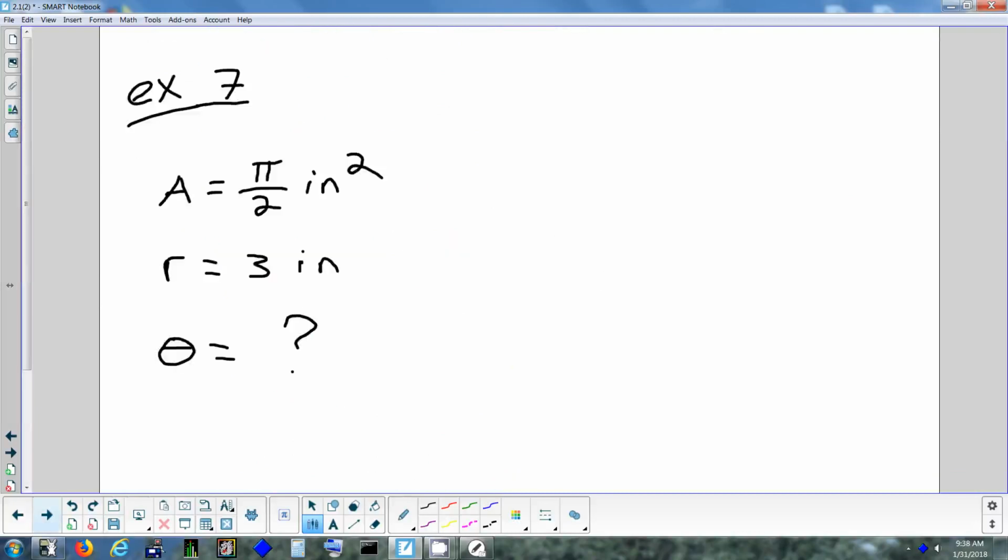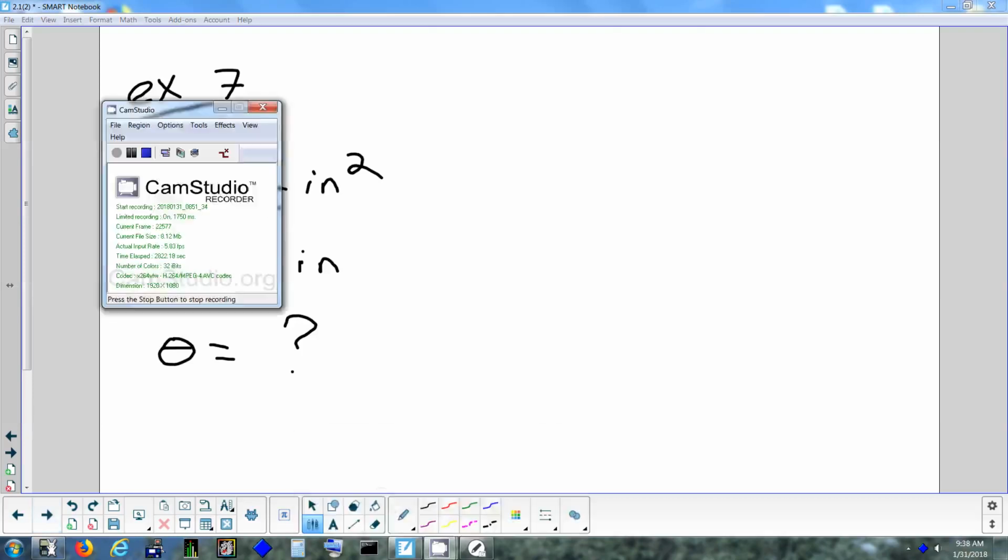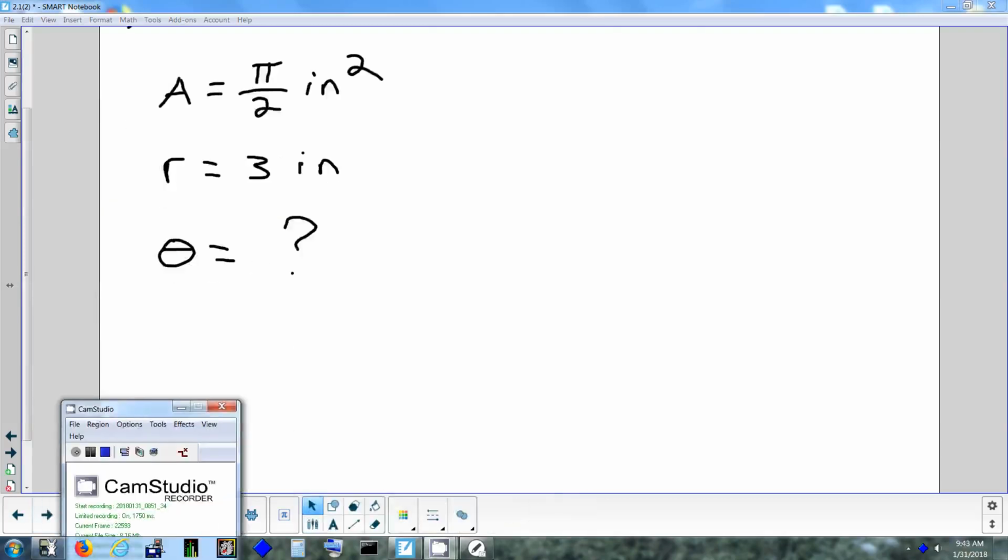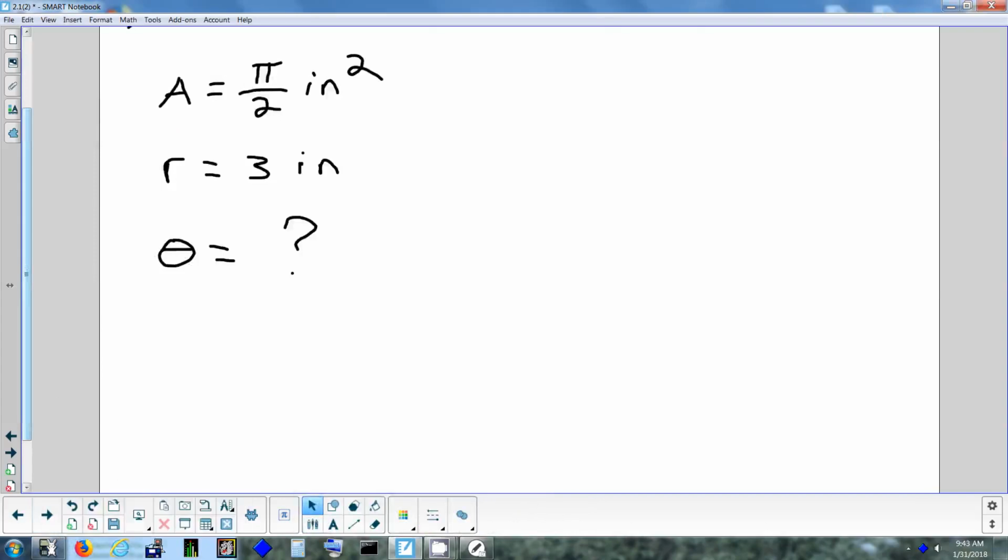All right, so try that one on your own. That's the last combination you can have. I'm giving you the area, I'm giving you the radius, and I want you to find the angle. Right, so let's take a look at what we got.